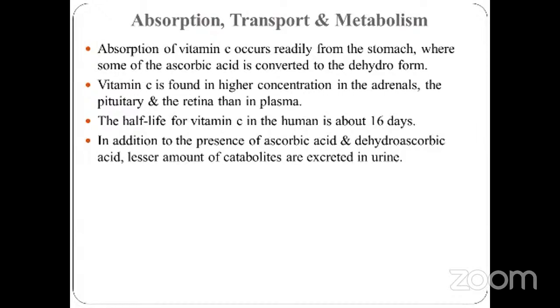So its concentration is more in the adrenal gland, pituitary gland, and retina than in plasma. Its half-life is about 16 days, and in addition to ascorbic acid and dehydroascorbic acid, a lesser amount of its catabolites are also eliminated from our body in the urine. As vitamin C is a water-soluble vitamin, its active forms, along with certain catabolites, are eliminated in the urine. So this is all about its absorption.